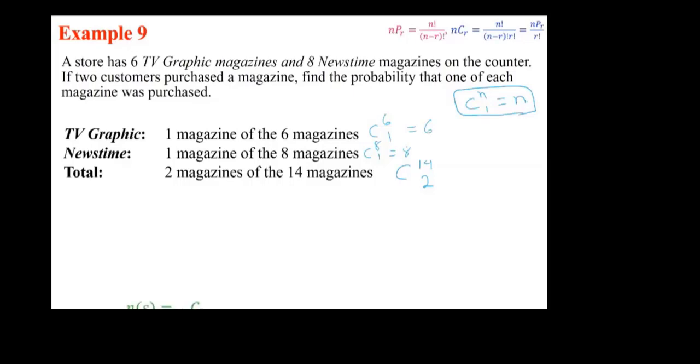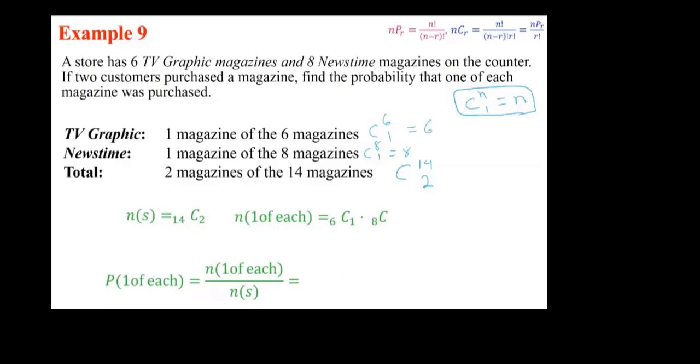Now that we know that, that's the sample space, one of which would be the product of the two, using the simple multiplication principle. And so the probability of one of each is n of one of each over n of S. That's why, to me at least, when I'm doing probability, it's important to establish my sample space, the size of the sample space first and foremost. It makes life easier. It makes it easier to understand what we are doing.